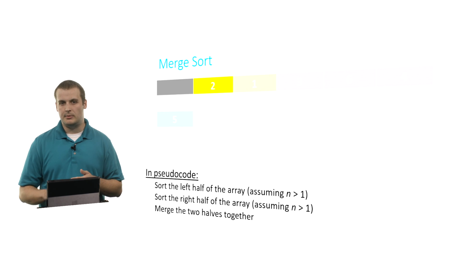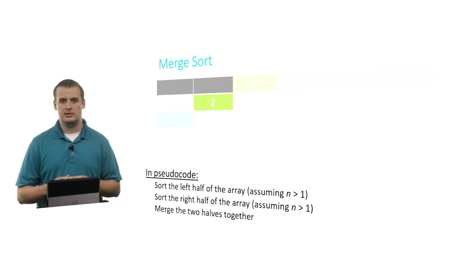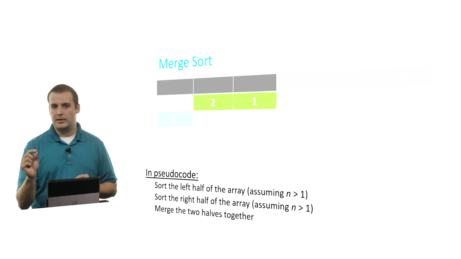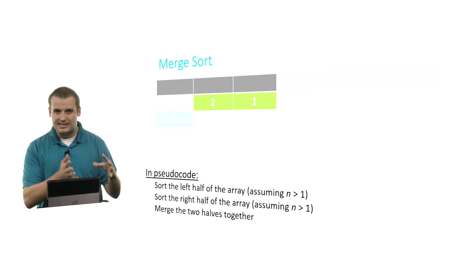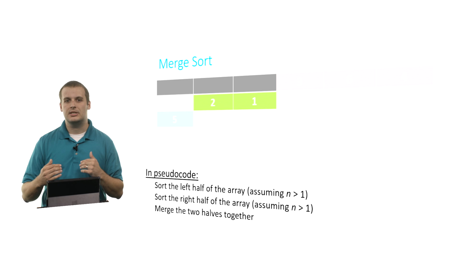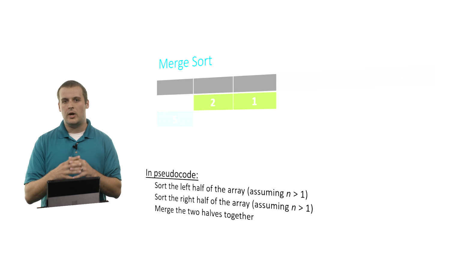2 is a single element, so it's sorted by default. Then we can sort the right half of that portion of the array, the 1. That's sorted by default. This is now the first time we've reached a merge step. We have completed, although we're now kind of nested down. And that's sort of the tricky thing with recursion, is you need to keep your head about where we are.